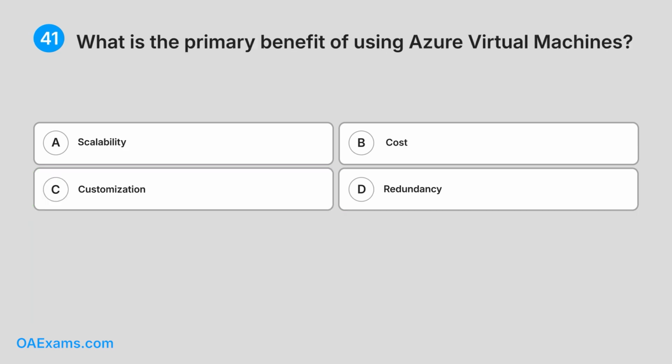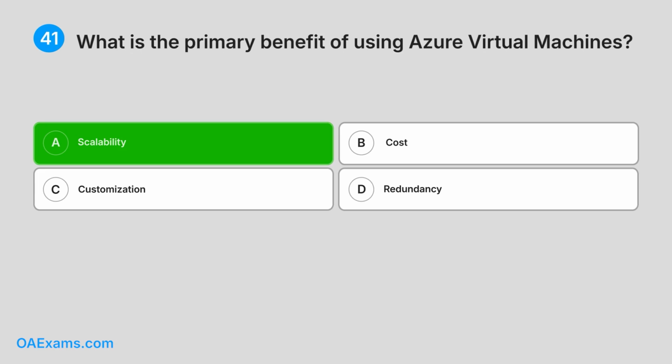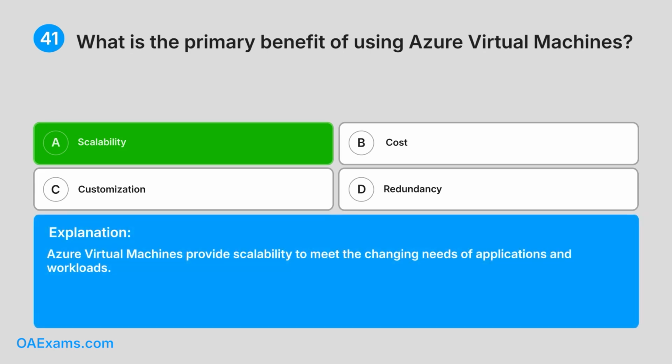41. What is the primary benefit of using Azure virtual machines? A. Scalability. B. Cost. C. Customization. D. Redundancy. What do you think is the answer? Correct. Answer. Explanation. Azure Virtual Machines provide scalability to meet the changing needs of applications and workloads.